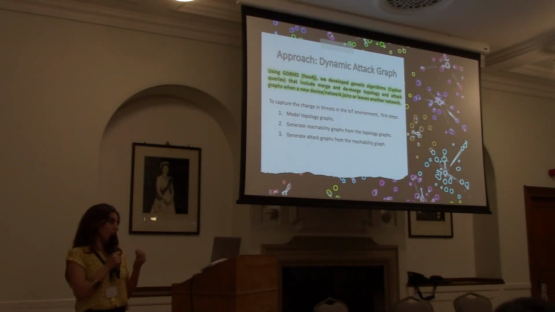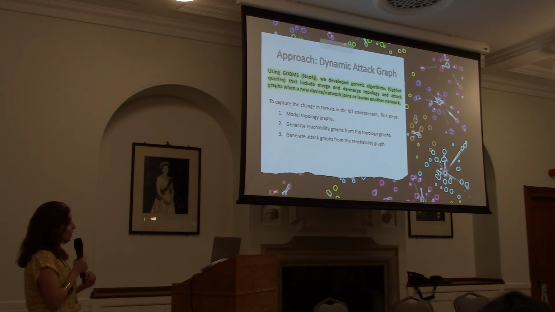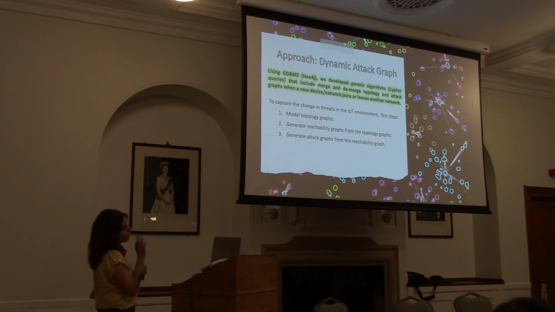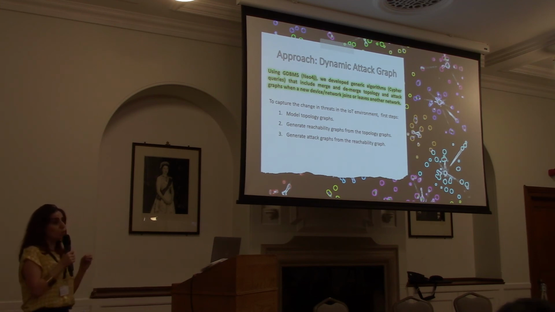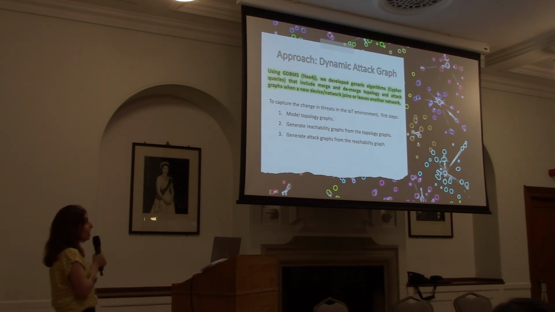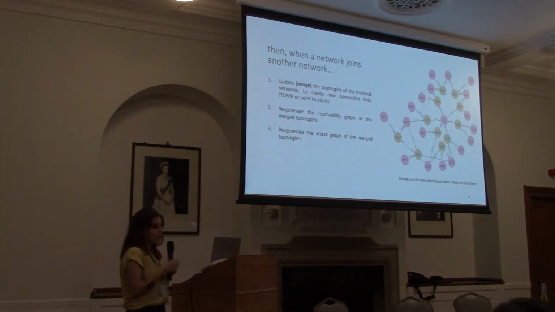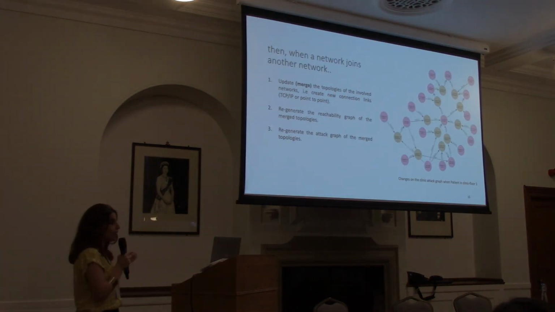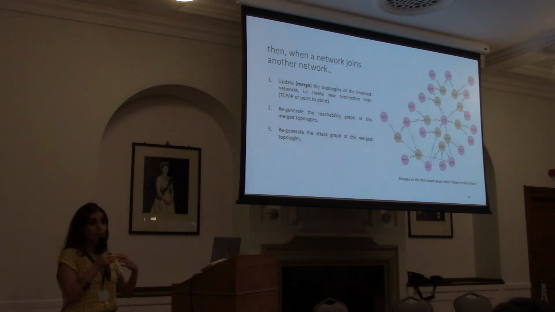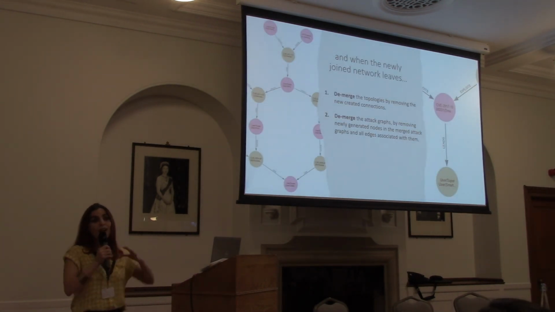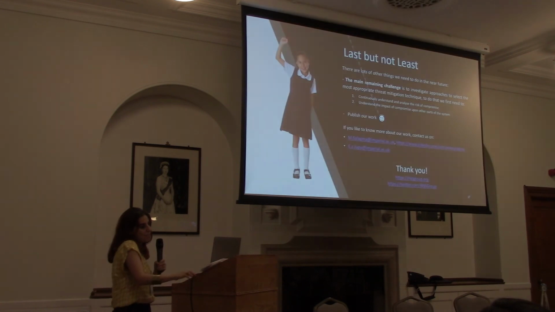To answer those questions, our approach is to propose a dynamic attack graph. We use Neo4j to develop multiple algorithms using Cypher queries. The first thing is to model the topology graph of all the network that we have, and then generate the reachability graph from the topology graph, and then generate the attack graph from the reachability graph. When a network joins another one, we have to merge the topologies of those networks by adding new edges, then regenerate the reachability graph of the merged topologies, and regenerate the attack graph. When the network leaves, we have to demerge the merged topology graph, and then we have to remerge the attack graph.